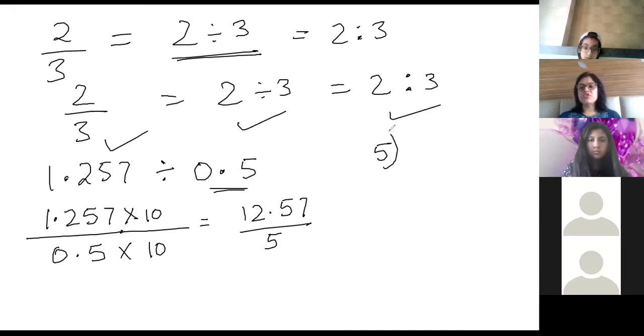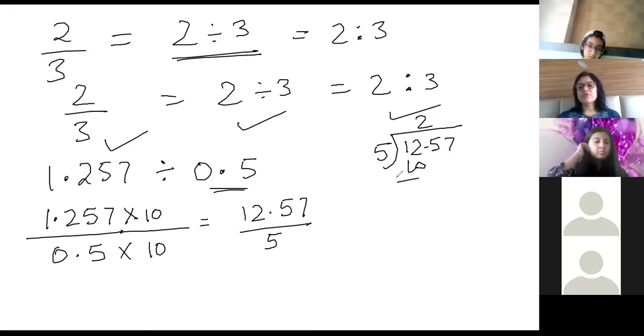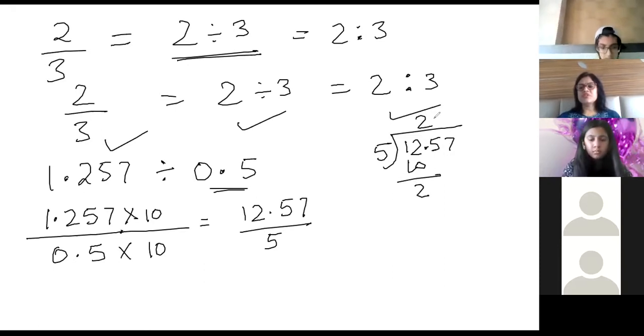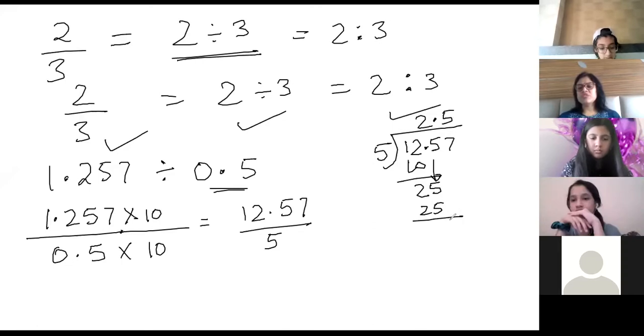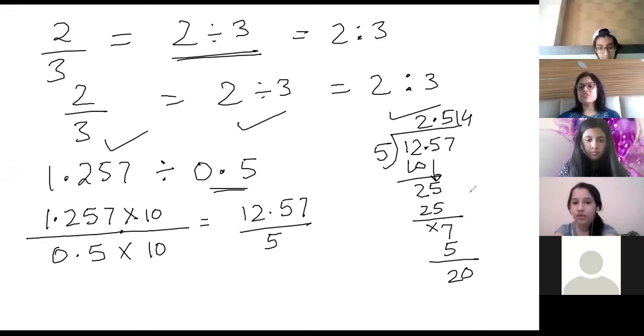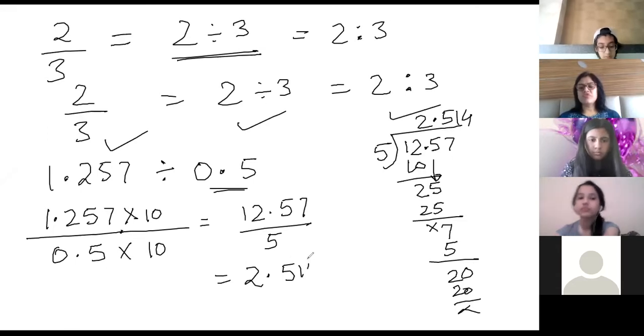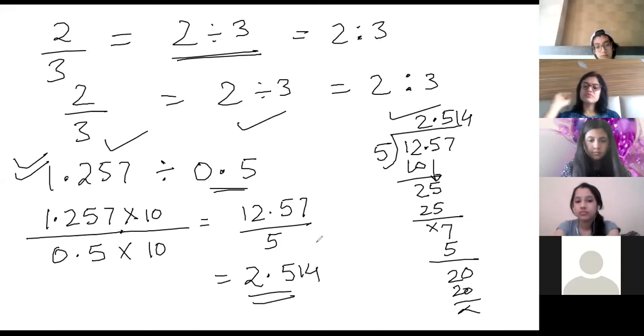Now you divide 12.57. 5 twos are 10. 2 is the remainder, now there is a decimal, so in the quotient you will have a decimal. 5 comes down. So 5 fives are 25. Now 7 comes down, so 5 ones are 5. 2 is the remainder. Now nothing is there, so put 0. 5 fours are 20. So you have a 0. So now your answer is 2.514.